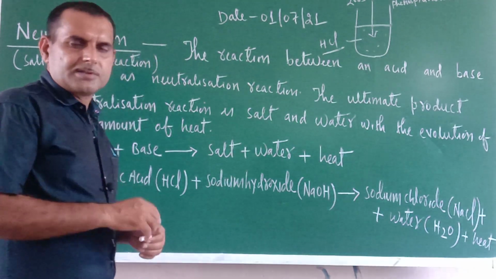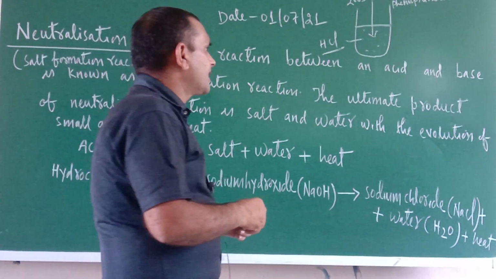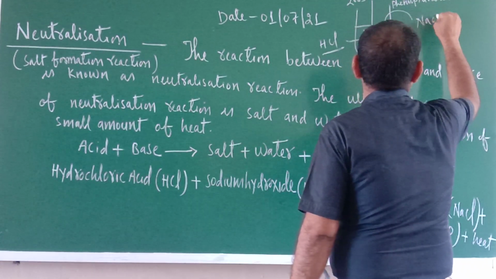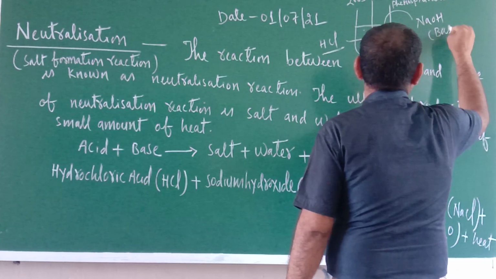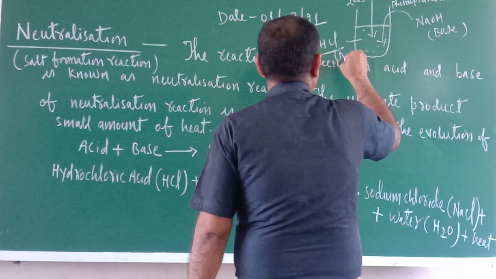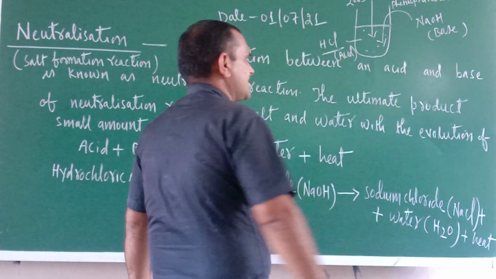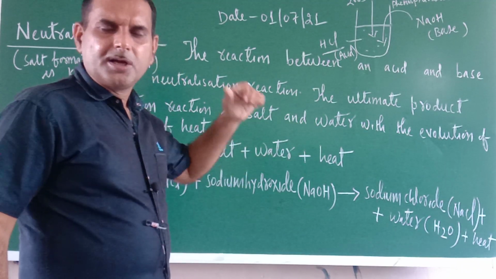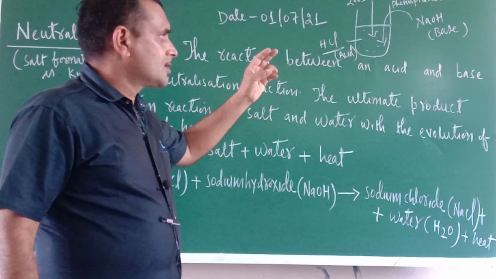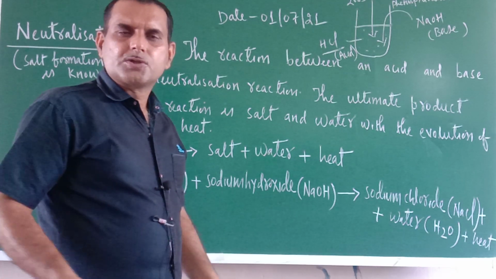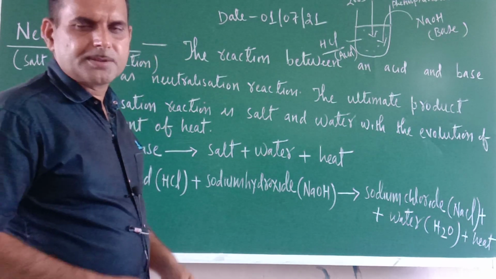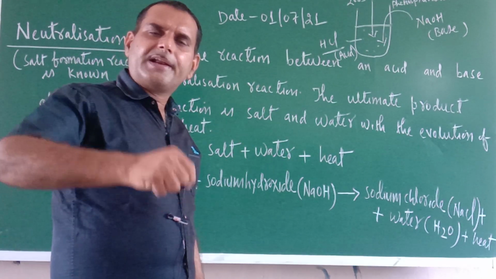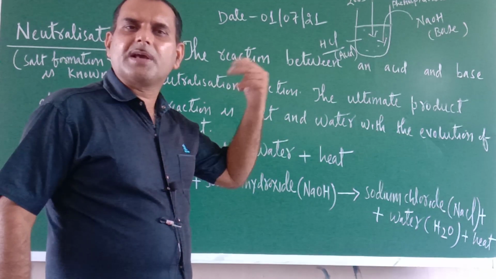Now start adding drop by drop sodium hydroxide. Sodium hydroxide is a base, and what was hydrochloric acid? Acid. So just see, drop by drop, with the help of a dropper you keep adding the sodium hydroxide. After adding 2-3 drops, just check the color. It will remain colorless only. Keep adding the NaOH till the solution becomes pink.